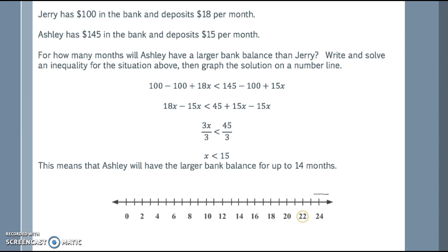So she will have the larger bank account for up to 14 months and some odd days because we don't have the equal to sign, so it has to be less than 15. So we will put our marker at 15 with an open circle, and any value below 15 will represent the amount of money that Ashley will have in her account that is larger than Jerry.